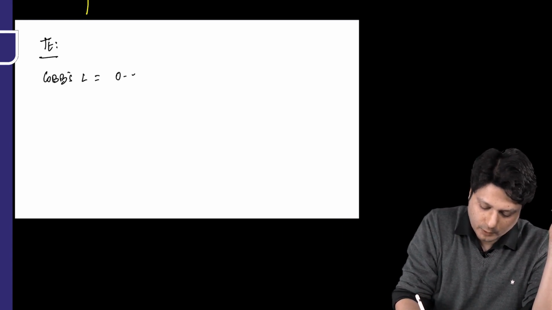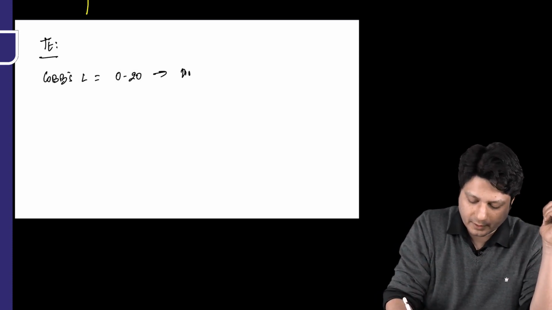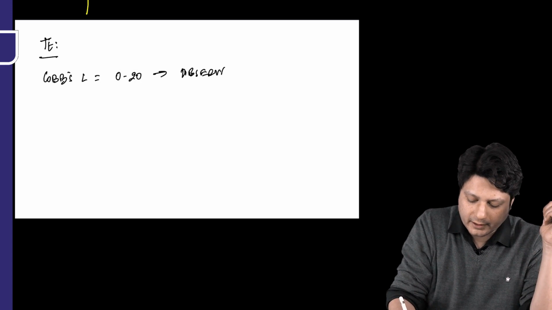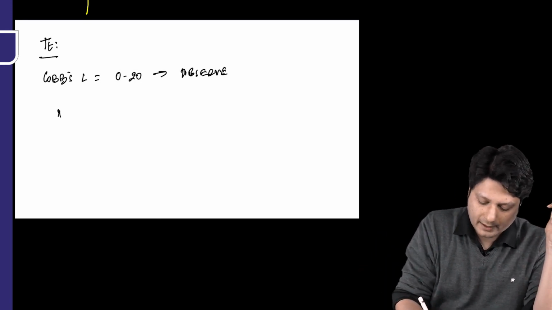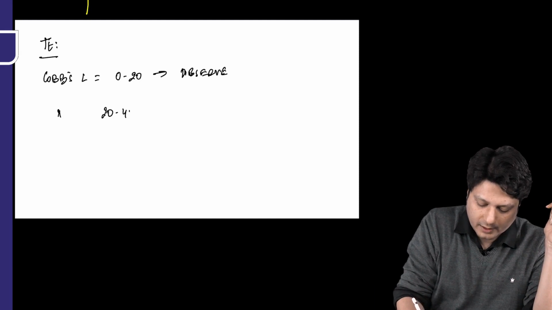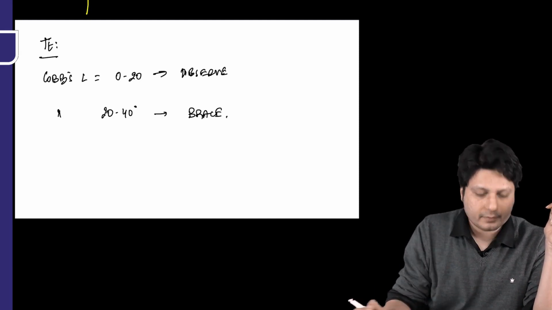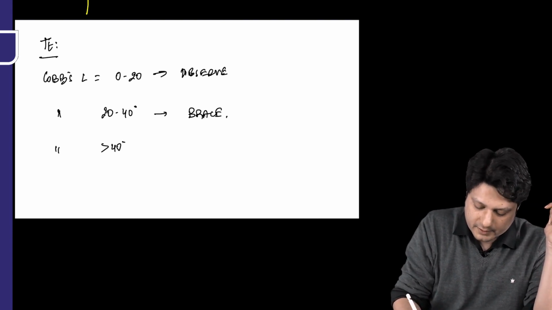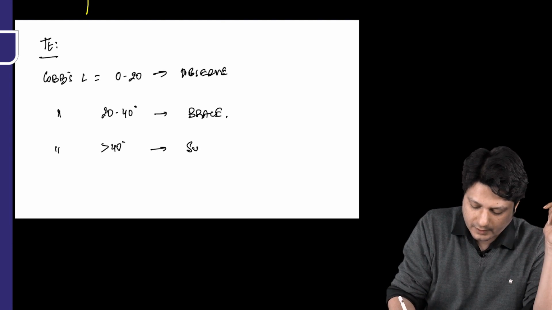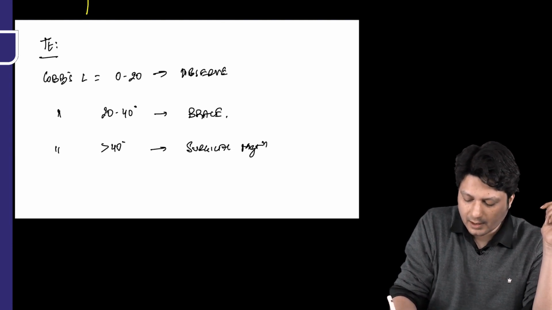is 0 to 20, that means it is less than 20, then you just have to observe the patient. Means no intervention is required, you just have to observe the patient. But if the Cobb angle is from 20 to 40 degrees, then you have to go for the brace. All right. And if the Cobb angle is beyond 40 degrees, then there could be a requirement of surgical treatment or surgical correction.